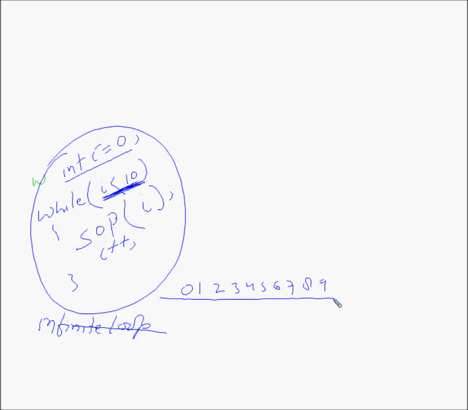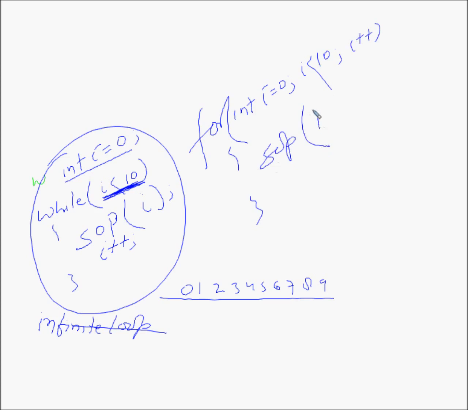Next is the for loop. The same thing we can write by using for, and I can say here int I equal to 0, I less than 10, I plus plus, like this. And I say System.out.println(I). This will get executed first, I equal to 0. So this is my initialization. Now it will check I less than 10. Yes, correct.